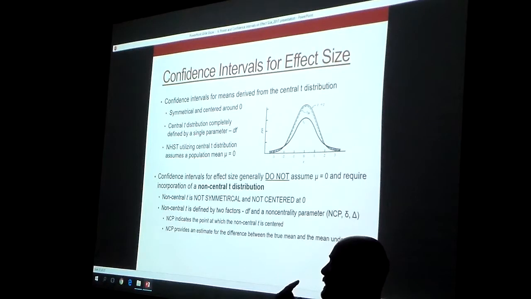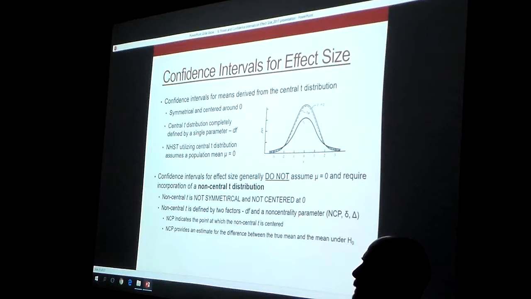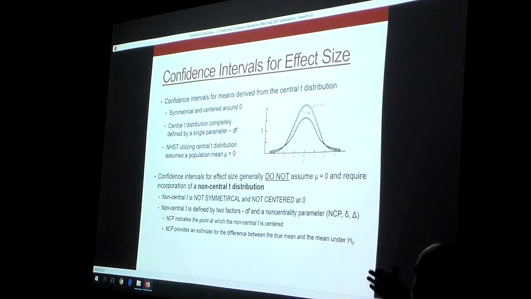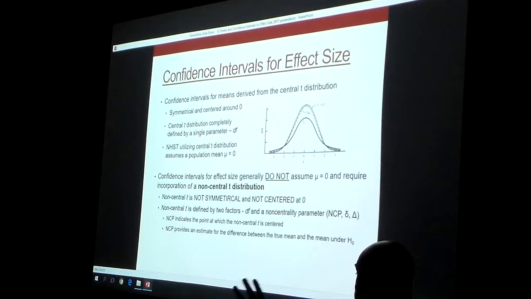What's our central t distribution determined by? Degrees of freedom. Degrees of freedom, right? Just one parameter. Only thing that determines it, degrees of freedom. Our non-central t, however, is determined by a non-centrality parameter and your degrees of freedom. Okay, and this non-centrality parameter is the point around which that non-central t is distributed. That's the center point of this distribution.